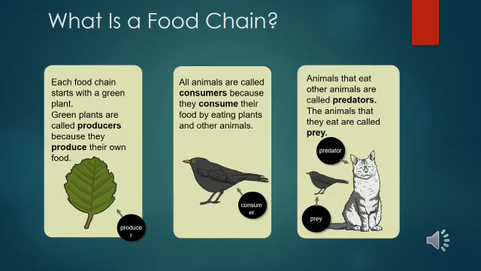Animals that eat other animals are called predators. So if you think about your cat, if it brings in a little mice or if it brings in a bird, they are the prey. They are what other animals eat. And the predators, well, they are the ones that eat those animals.